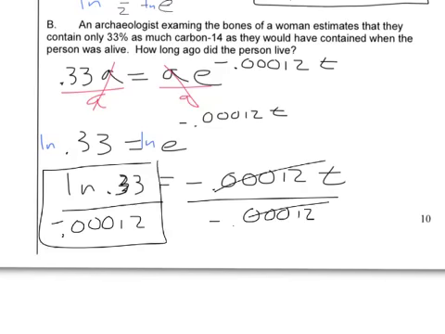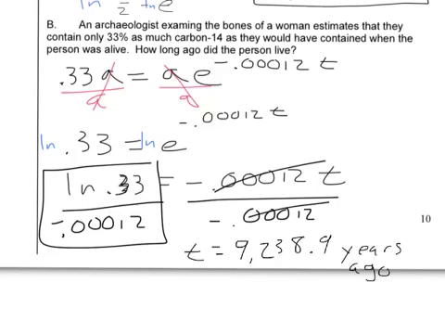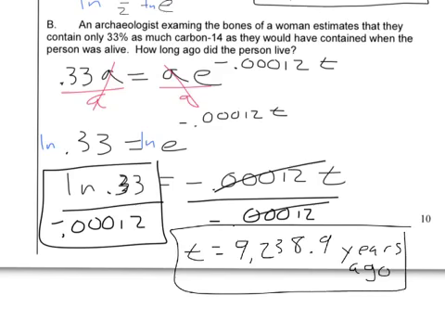So go ahead and plug that in your calculator. And when I plug that in my calculator, I get that the time is approximately 9,238.9 years ago. So roughly 9,000 years ago is when this person lived. So that's the idea of how that would work.